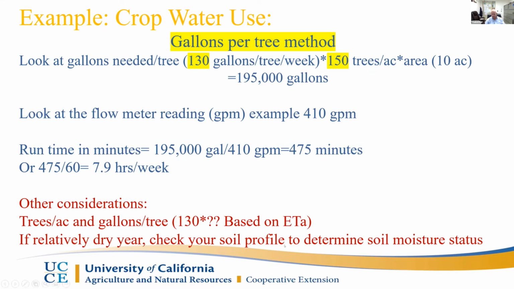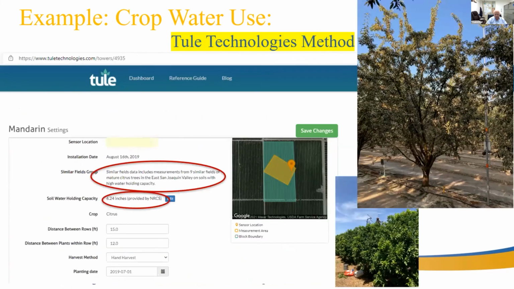Good idea always to check soil moisture status. Even if you don't have a soil moisture sensor, you can always go there and look at the soil moisture by just taking a shovel and feeling the moisture. With the new technologies, this is an example on almond and citrus. Like I mentioned, the Thule technology, that's one of the services available in California. And with this one, it makes things much easier.